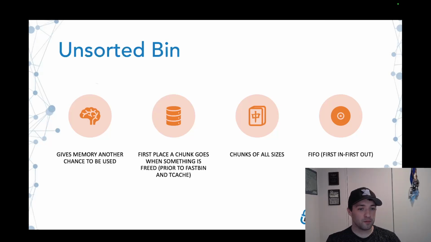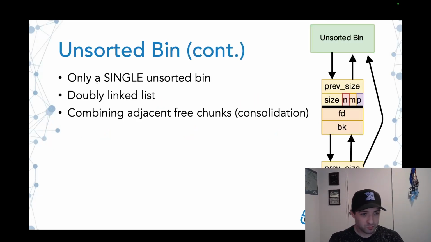What does this mean? In contrast to last in, first out, which was like stacking clothes, first in, first out is like waiting in line for ice cream. The first person who was in line gets their ice cream first. You go to the back of the line, and you would be the last one in that case. So there's only a single unsorted bin. Now, it's kind of interesting in itself, but it's a doubly linked list, and it supports combining adjacent free chunks.